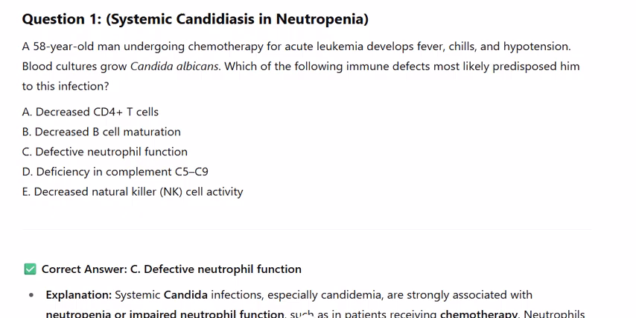A 58-year-old man undergoing chemotherapy for acute leukemia develops fever, chills, and hypotension. Blood cultures grow Candida albicans. Which of the following immune defects most likely predisposed him to this infection?